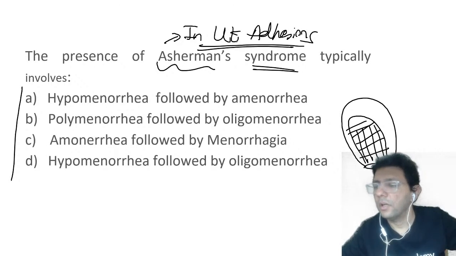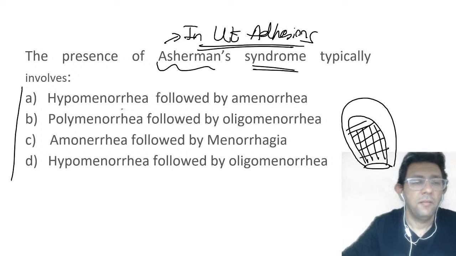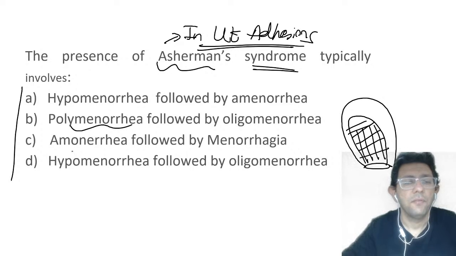Anybody with the answer? What is Asherman syndrome going to cause? Yes, perfectly correct. Will there be polymenorrhea? No. Will there be amenorrhea followed by menorrhagia? No. The answer is this.